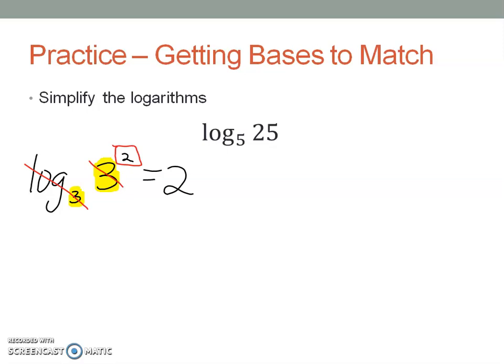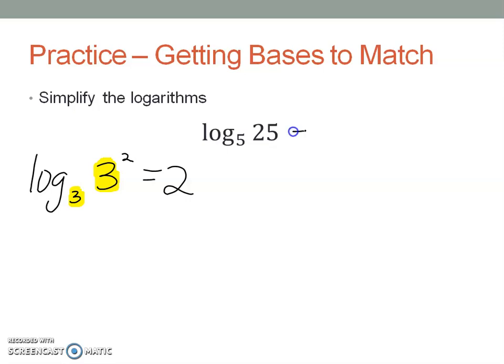The issue is that when you guys do this, those last problems were set up so that your bases matched. Your bases will not always be set up so that we can easily see, hey, there's a 3 and a 3. So for example, you have a log base 5 of 25. I cannot cancel right now. I can't cancel anything because the 5 and the 25 do not match. So I've got to be able to rewrite these things.